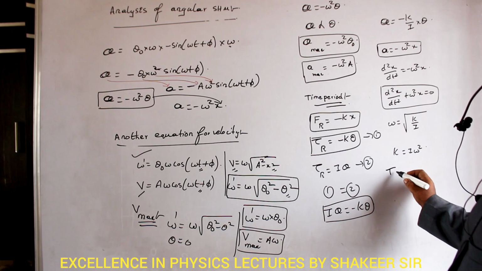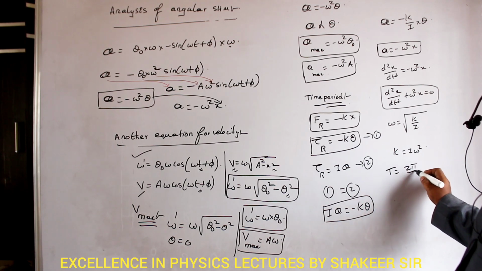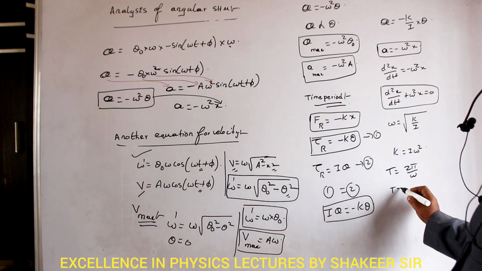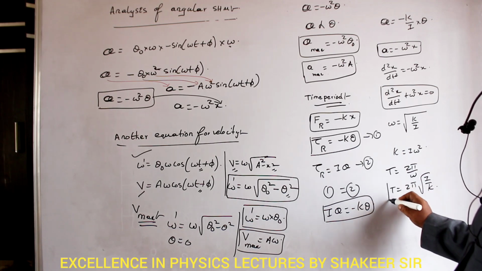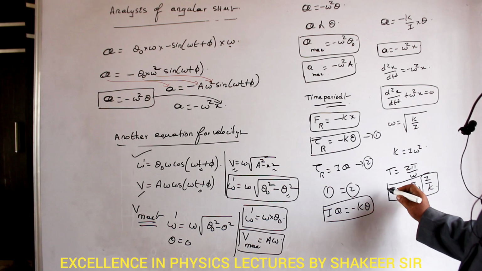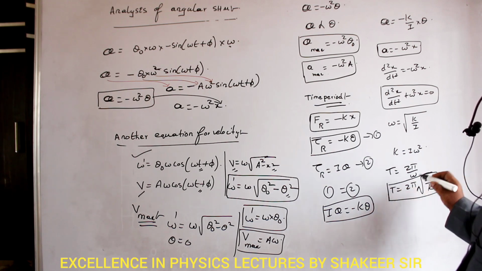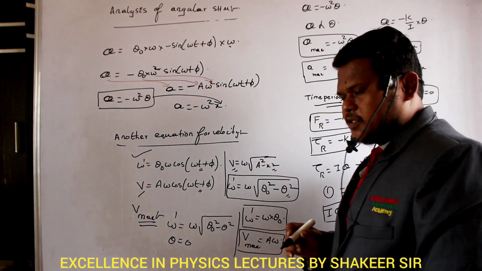Now what is the equation for time period? Time period is equal to 2 pi divided by omega. So the time period is equal to 2 pi root I divided by k. Clear? So these are the equations for time period of angular SHM, where I is the moment of inertia of the particle.